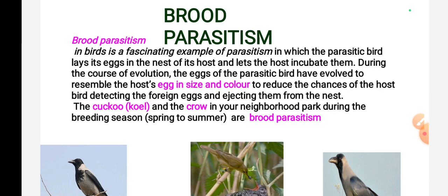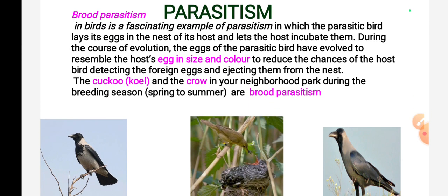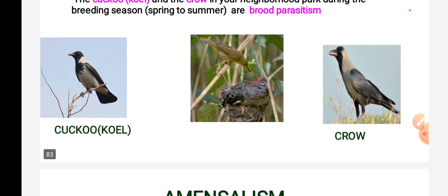Brood parasitism in birds is a fascinating example of parasitism, in which the parasitic bird lays its eggs in the nest of its host and lets the host incubate them. During the course of evolution, the eggs of the parasitic bird have evolved to resemble the host's eggs in size and color, to reduce the chances of the host bird detecting the foreign eggs and ejecting them from the nest. The cuckoo, and the crow in your neighborhood park during the breeding season, spring to summer, are examples of brood parasitism. Cuckoo, quail, crow.